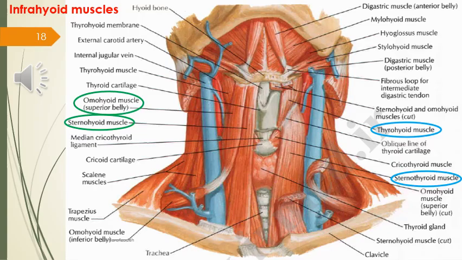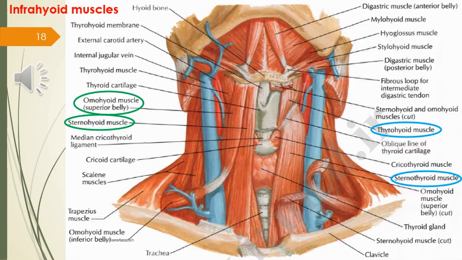One of them is the omohyoid muscle, which rises from the scapula near the superior border of the scapula, close to the scapular notch. It has an intermediate tendon. As it ascends, it runs over the carotid sheath and receives fibers related to the neck.